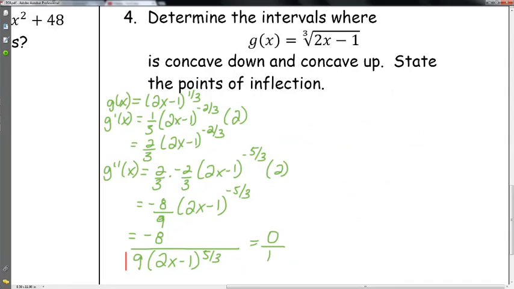And so if I set my denominator equal to 0, so that my f double prime does not exist at that value because of the vertical asymptote, that does give me a value. Okay, so that's finding our vertical asymptote. And so that's going to tell me where my second derivative doesn't exist.